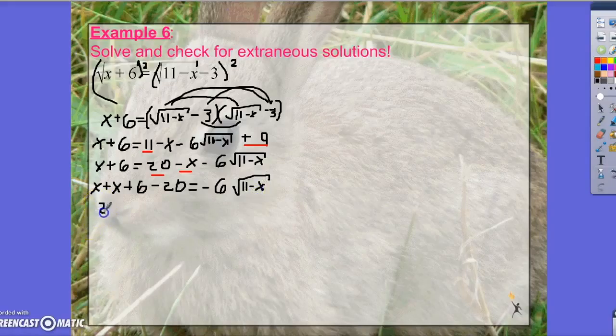So what do I get here? 2x minus 14 equals negative 6 root of 11 minus x. Now we want to isolate the variable, so I can divide by negative 6. It doesn't always work out nice and neat, so what you're going to see is I keep it as a fraction. They go away.